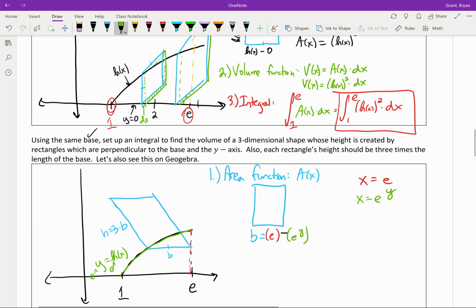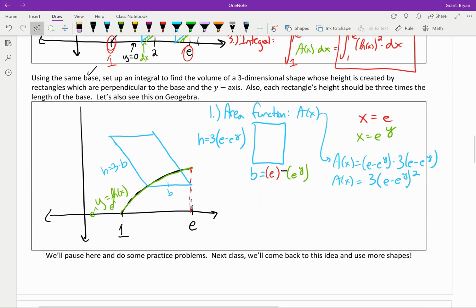Okay, well, how do we find the height? Well, they told us the height is just 3 times the base. So I think my height here then is just going to be 3 times e minus e to the y. So then our overall area function, A of x here, is just going to be the base, e minus e to the y, times the height, 3 times e minus e to the y. And putting that all together, we could probably simplify this as 3 times e minus e to the y squared.